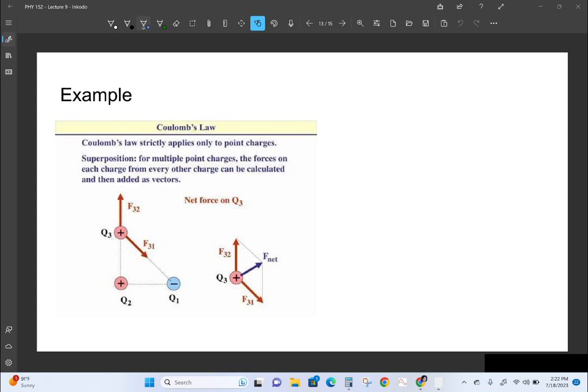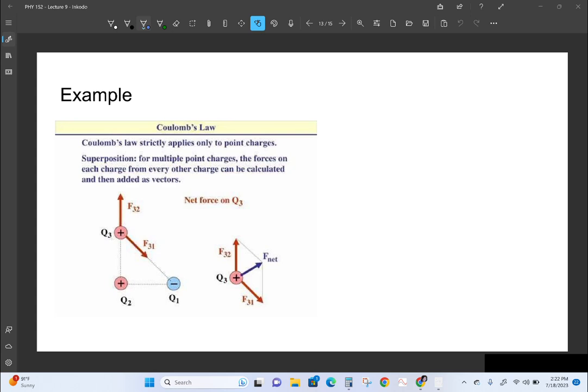So let's say that you had F32 and F31. Now what this means is that F32 is the force of Q3 on Q2, and F31 is the force of Q1 on Q3. So what we're going to do is we're going to think about this.